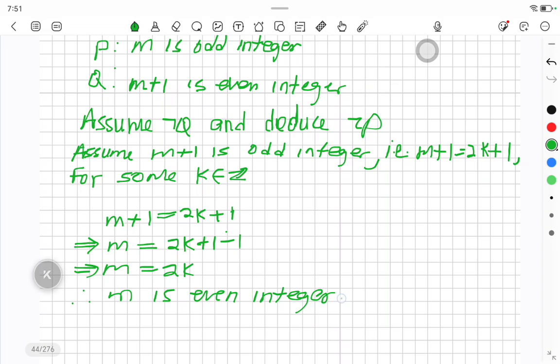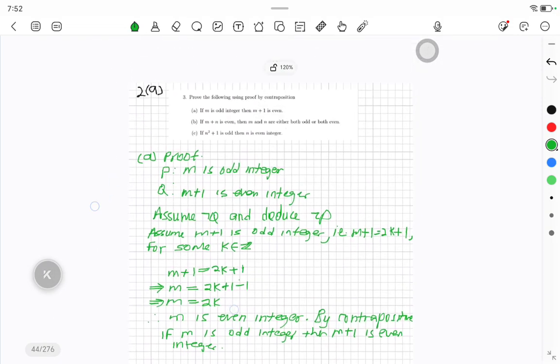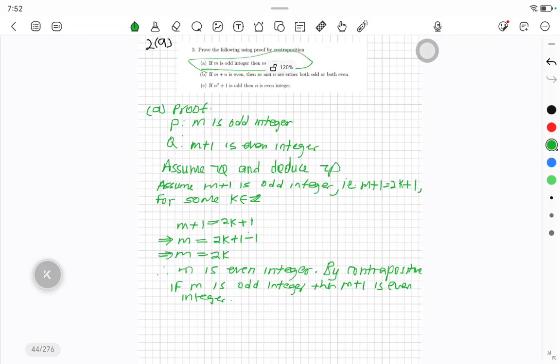If m is an even integer, we'll say by contrapositive, if m is an odd integer, then m plus 1 is an even integer. Here I'm just copying the original statement. You see the original statement is saying this. So after proving that and you get your answer, you're just going to copy and paste that statement, that question. You see, right? That's the conclusion they want. You just copy and paste.